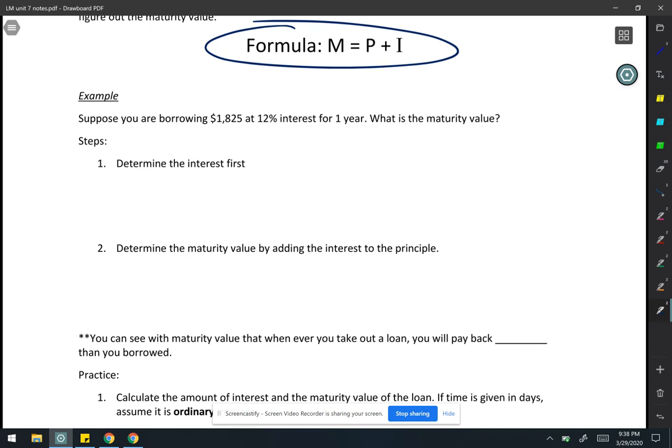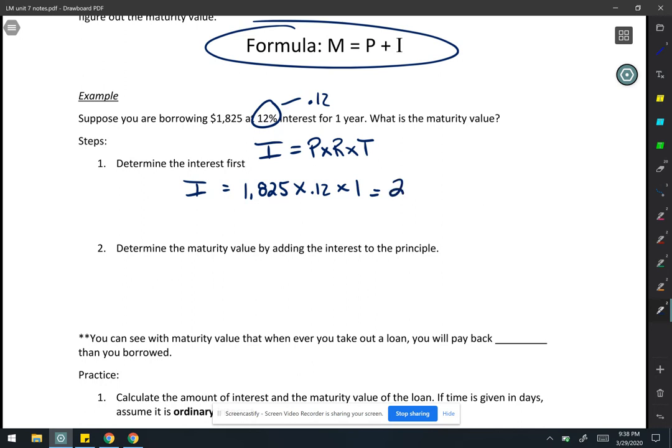Well, step number one is find the interest. We remember that our formula for doing so is going to be interest equals principal times rate times time. Okay, so I equals 1,825 times, remember we convert this to a decimal, times 1 because it's only 1 year. Put that in our calculator and we should get $219.